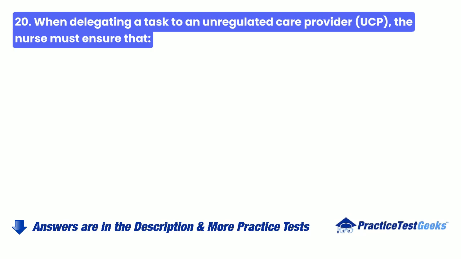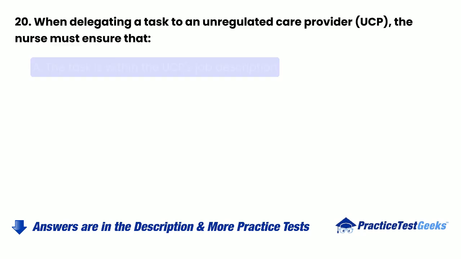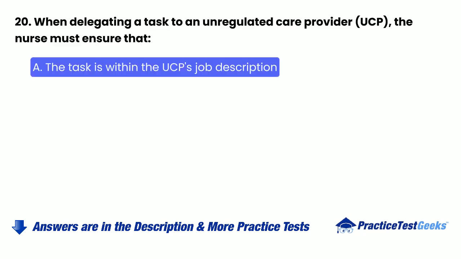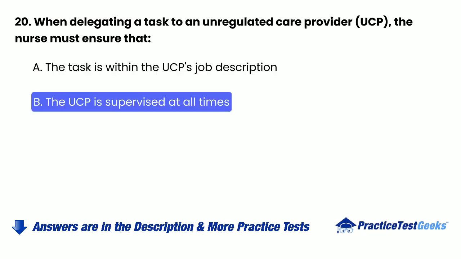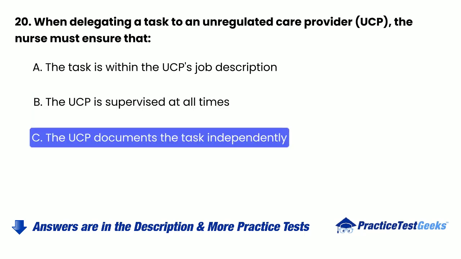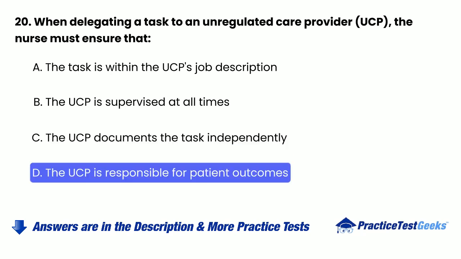20. When delegating a task to an unregulated care provider or UCP, the nurse must ensure that: A. The task is within the UCP's job description. B. The UCP is supervised at all times. C. The UCP documents the task independently. D. The UCP is responsible for patient outcomes.